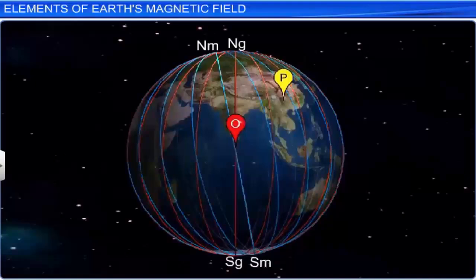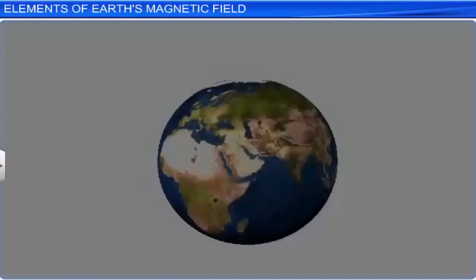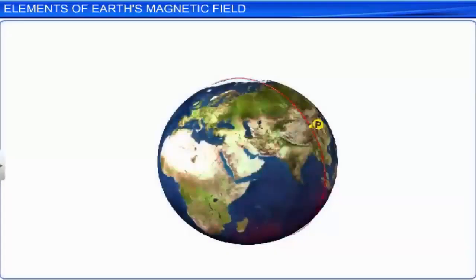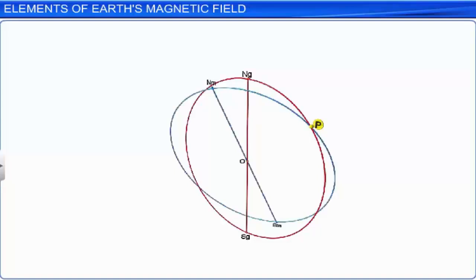Locate point P on the globe at which you want to determine the Earth's total magnetic field, BE. Draw a circle passing through the point P and the geographic north and south poles. This is the geographic meridian circle. Draw another circle passing through the point P and the magnetic north and south poles. This is the magnetic meridian circle.